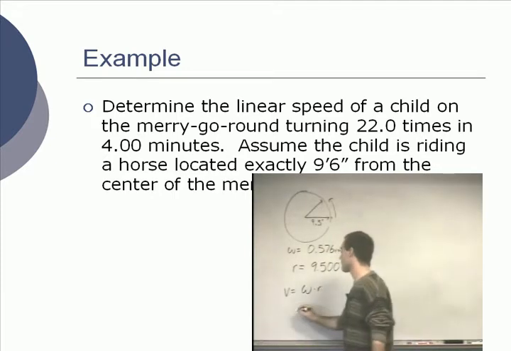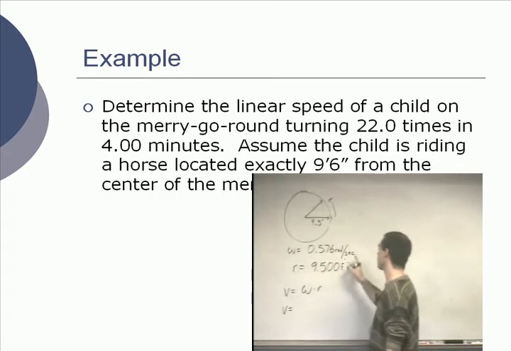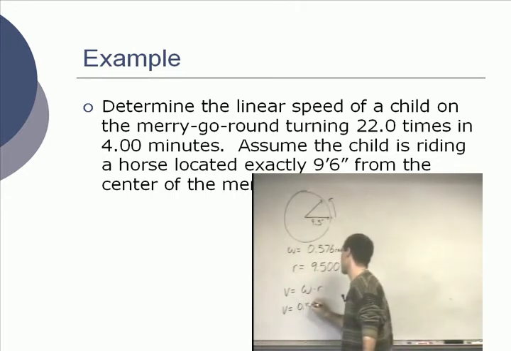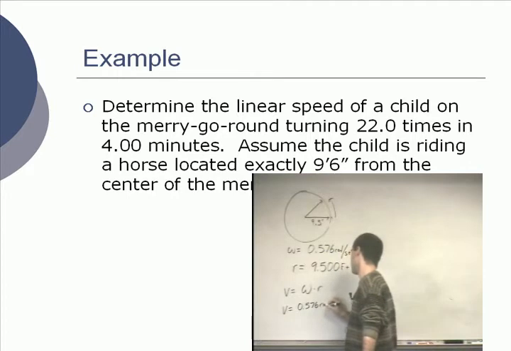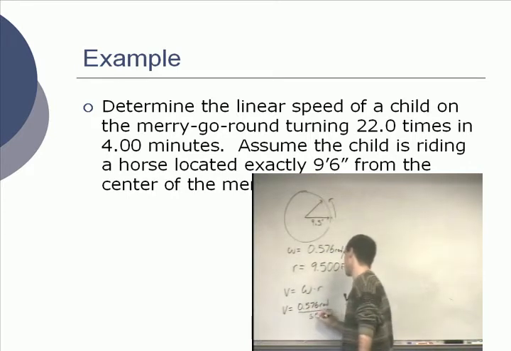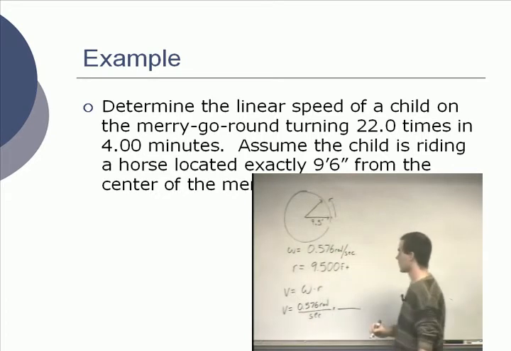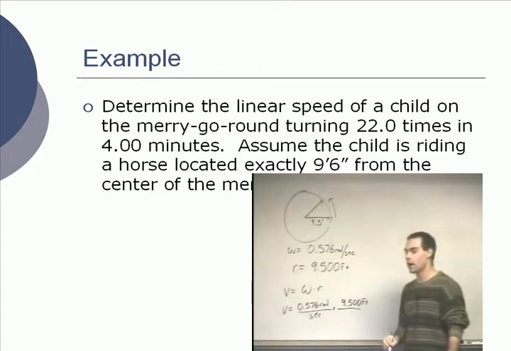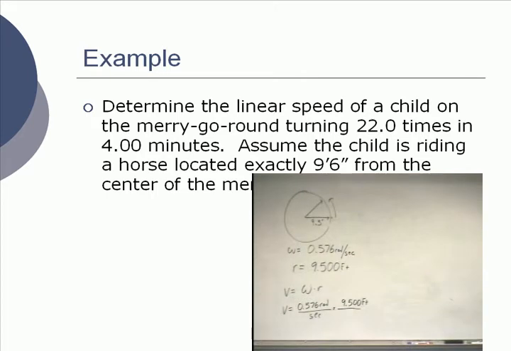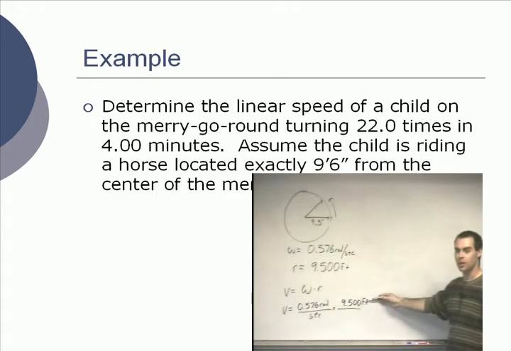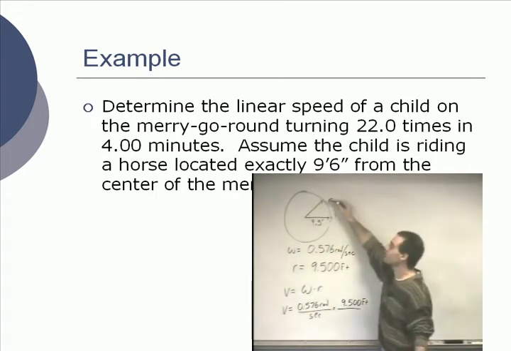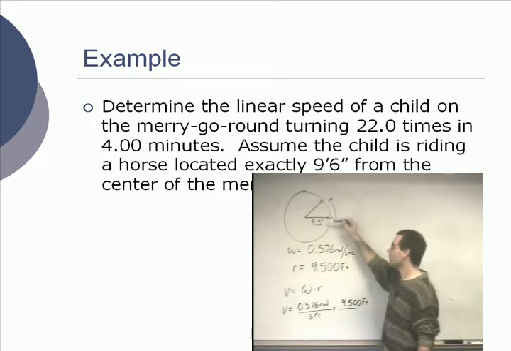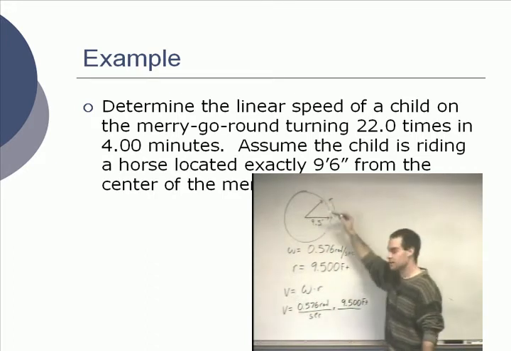We just need to make the units work. So her velocity will be 0.576 radians per second times the radius of 9.5 feet. Now, how do you make your units cancel when you do that? That is your radius, but we could also say that she's traveling 9.5 feet per radian that she moves. So every time she turns a radian, she moves a radius distance. 9.5 feet per radian.